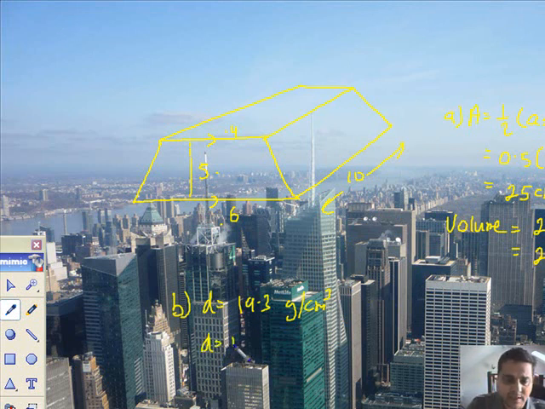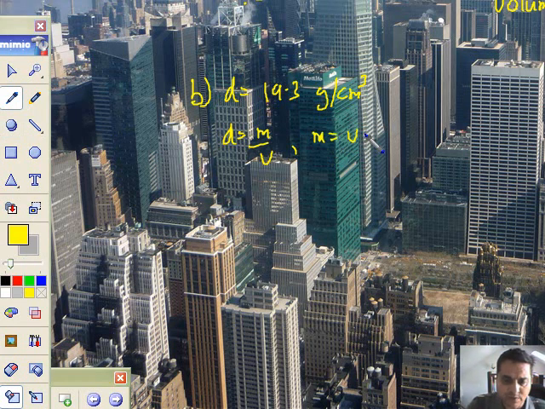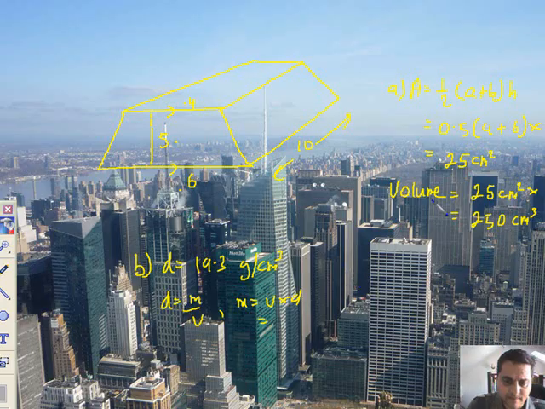Okay, so density equals mass divided by volume. Rearranging, I want the mass. So mass equals volume times the density. Volume just works it out, 250 centimetre cube, and the density has been given to us, 19.3 grams for every centimetre cube of gold. And now we go multiply that out. It looks like it's going to be quite heavy, isn't it?